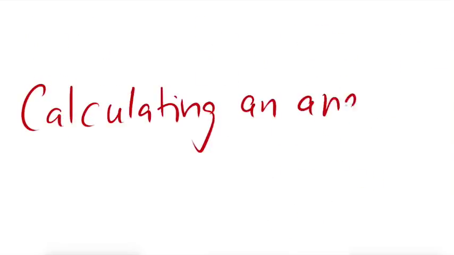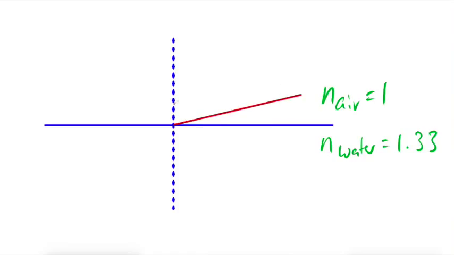Let's have a look at how to calculate an angle using Snell's law. Let's take a ray of light shining into water. At the top is air with n equals 1, and at the bottom is water with n equals 1.33. Let's say that the ray of light will enter from the right at an angle of incidence of 80 degrees. The ray is refracted towards the normal, as the water has the higher refractive index. Using Snell's law, I will now calculate the angle of refraction, which here is the angle in water.